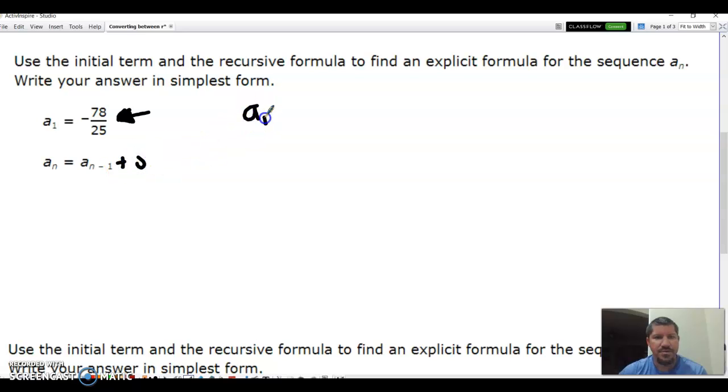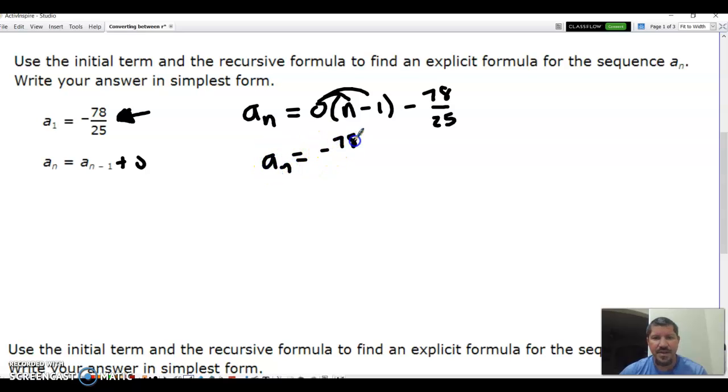So you could still do it this way if you wanted to. A sub n equals 0 times n minus 1. In this case, minus 78 over 25. Well, when I distribute 0, that's 0 and that's 0, which means that a sub n is just negative 78 over 25.